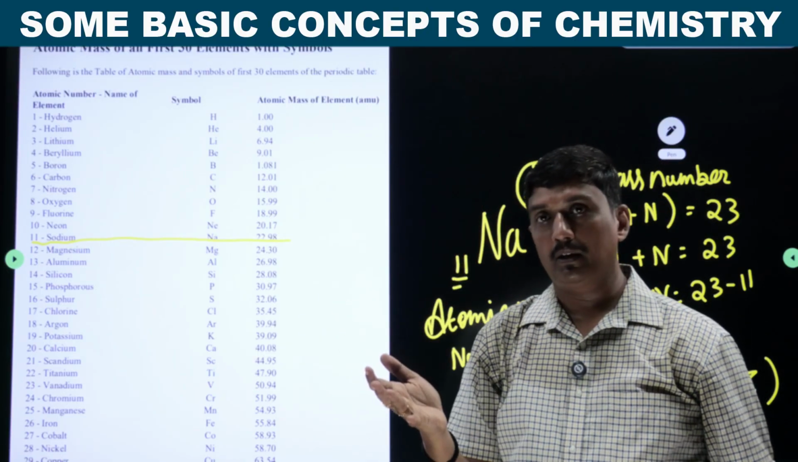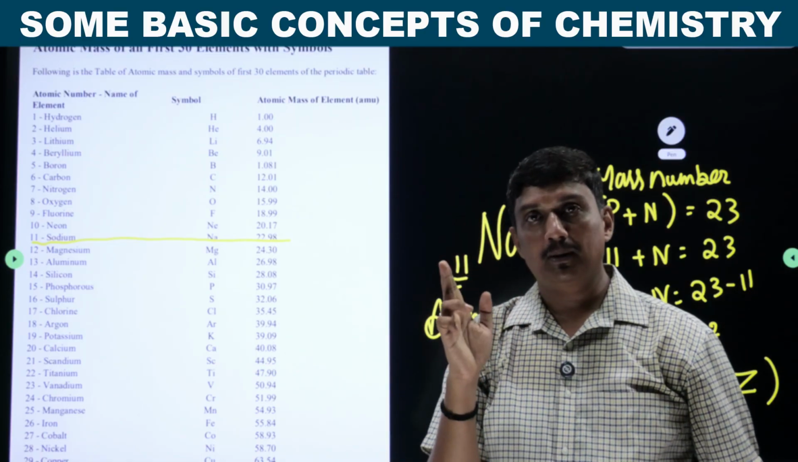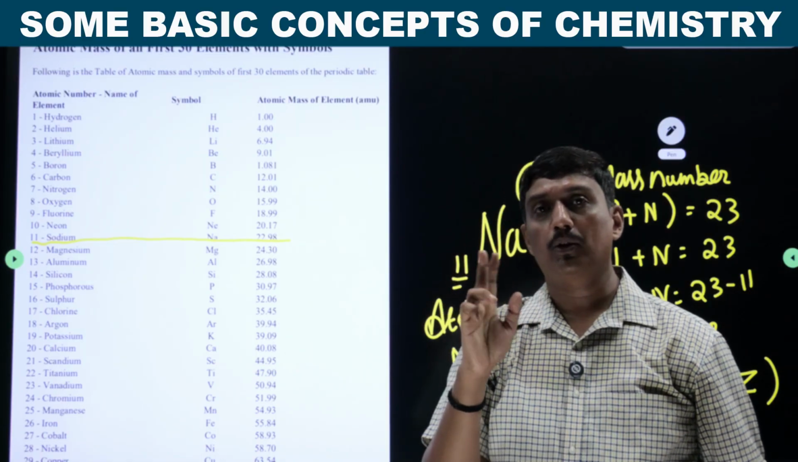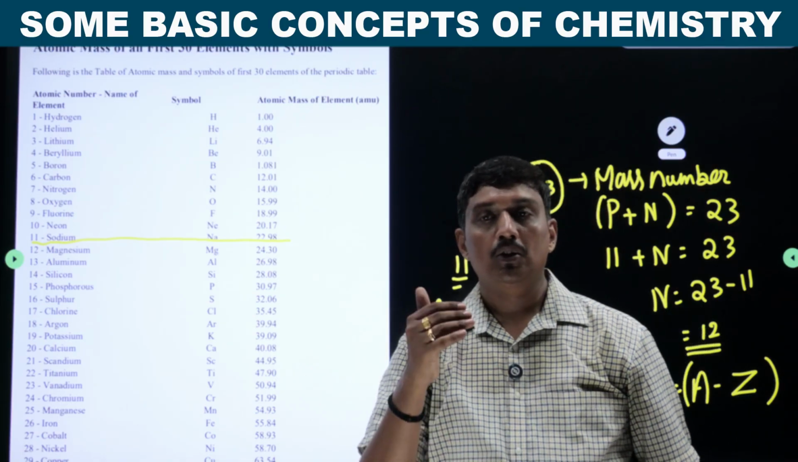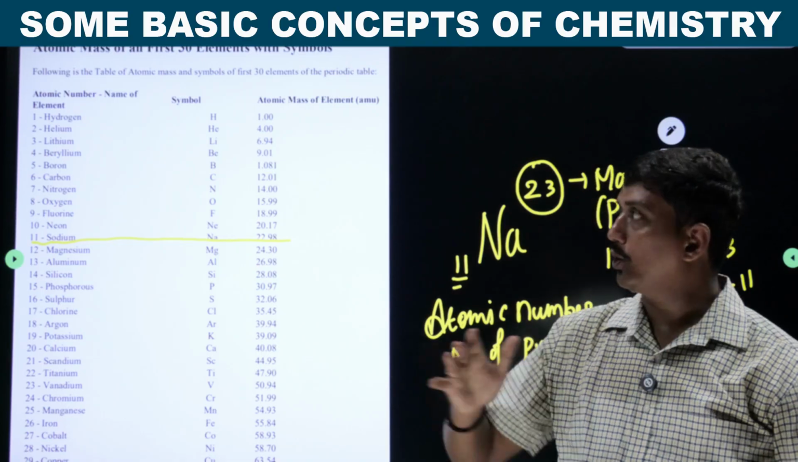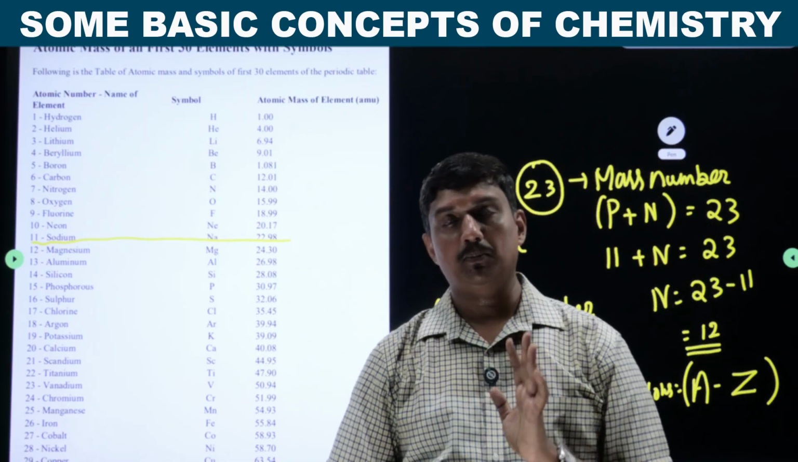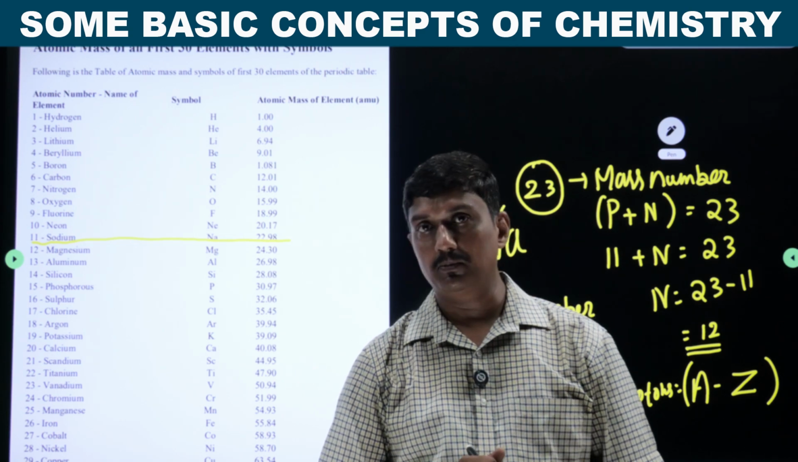So atomic number represents the number of protons. Mass number represents the sum of protons and neutrons. With this topic I am concluding this portion of the chapter, Some Basic Concepts of Chemistry.